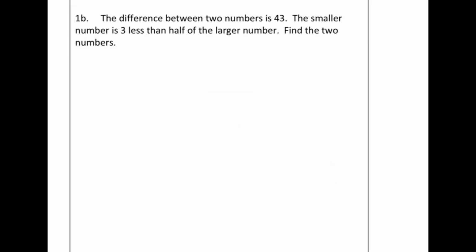And here's your second one, a little bit lower on the page. The difference between two numbers is 43. The smaller number is 3 less than half of the larger. Find the two numbers. Okay, and I'm going to use S and L for small and large again.